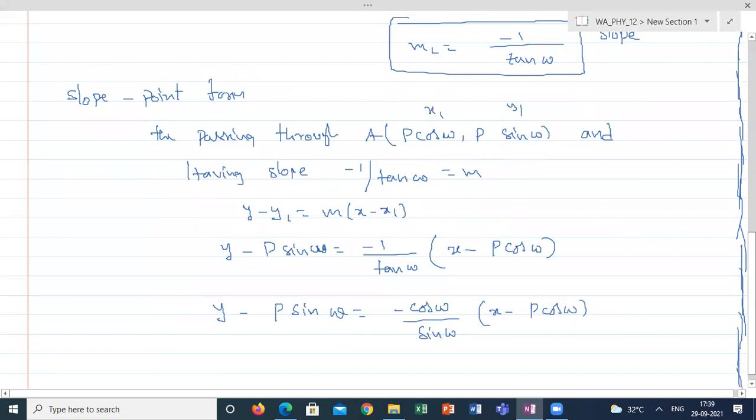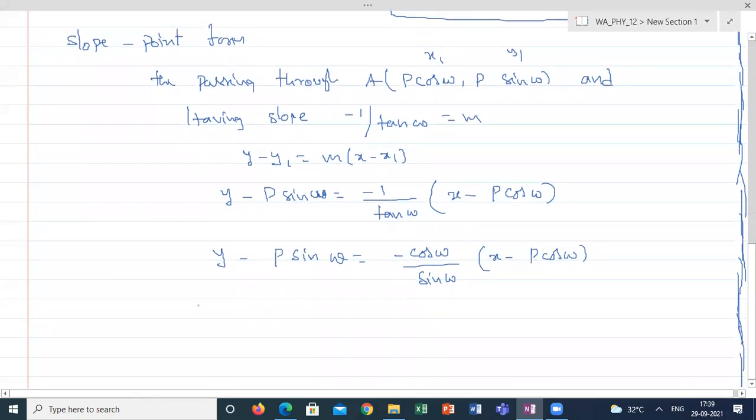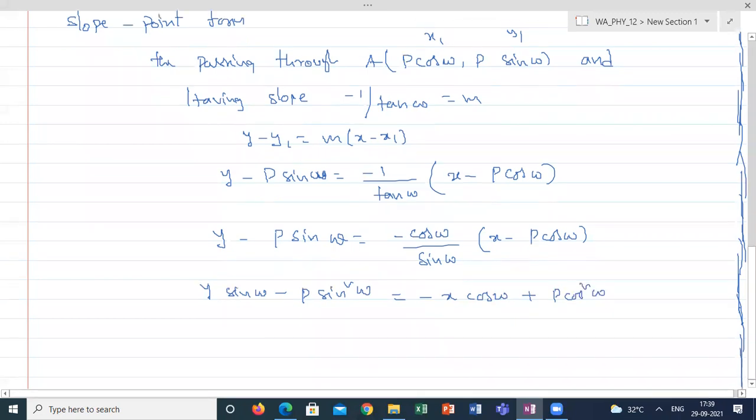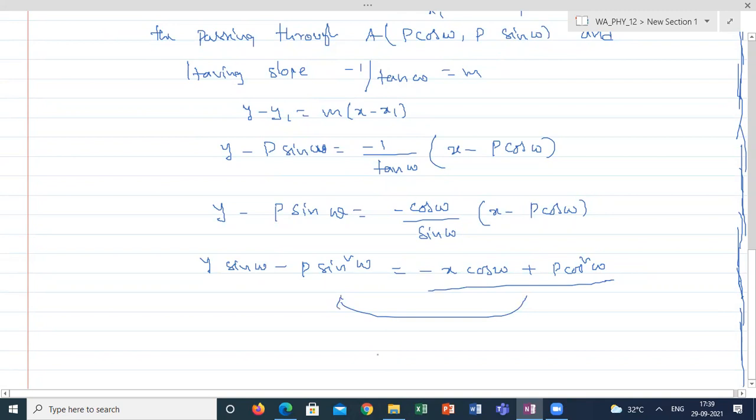So I'm cross multiplying. If I'm cross multiplying, what will I get? y sin omega minus p sin square omega is equal to minus x cos omega plus p cos square omega. Take all x and all the things on one side, I will get x cos omega plus y sin omega minus p sin square omega minus p cos square omega is equal to 0.